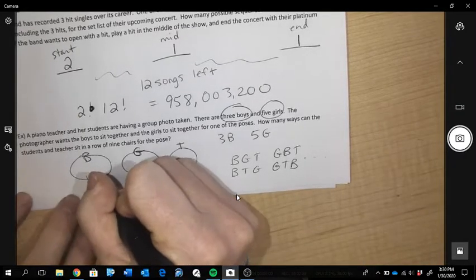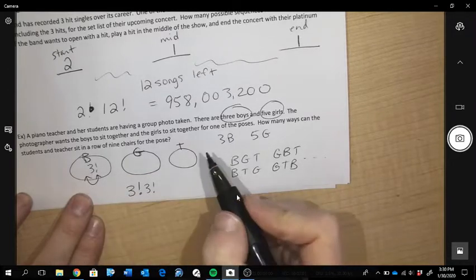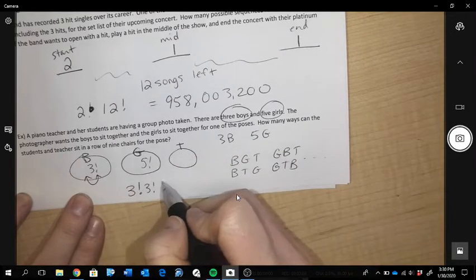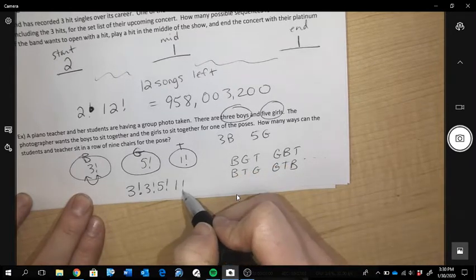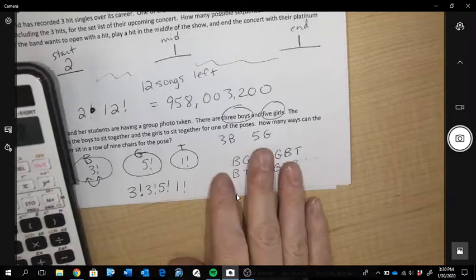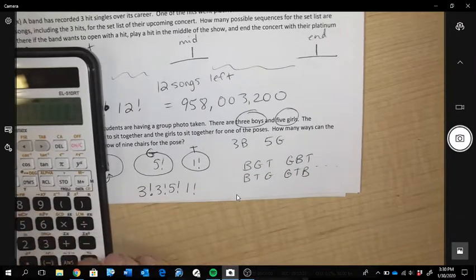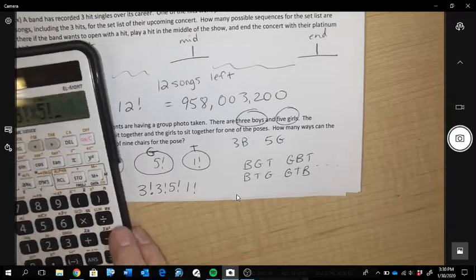Then within the boy unit, they can move 3 factorial ways. Within the girls, they could move around 5 factorial ways, and then within the teacher, she doesn't have much options. So 3 factorial. So we'll get our calculator out. 3 factorial times 3 factorial times 5 factorial.